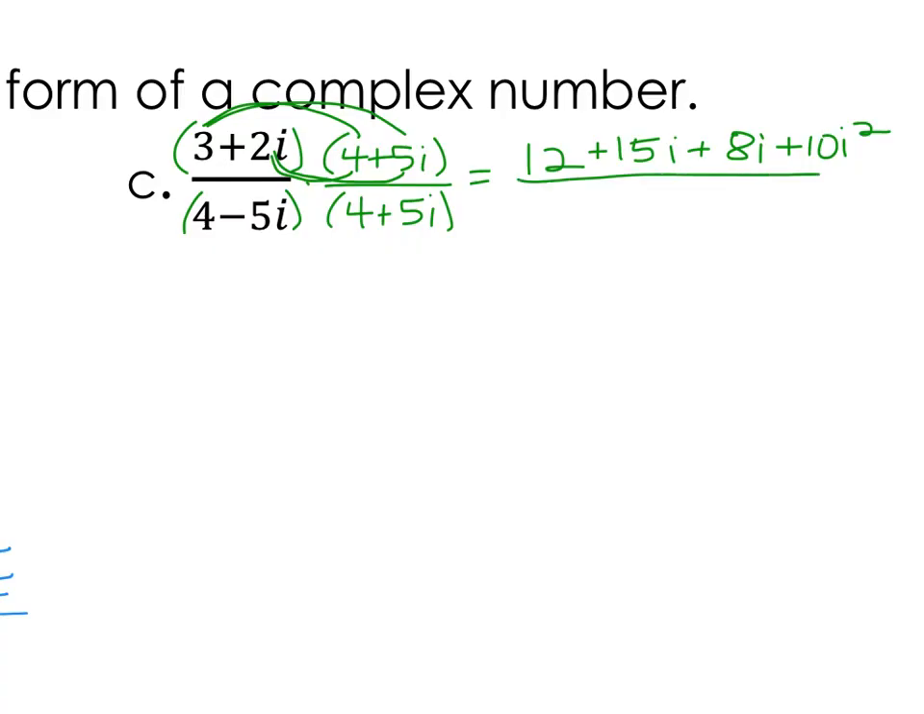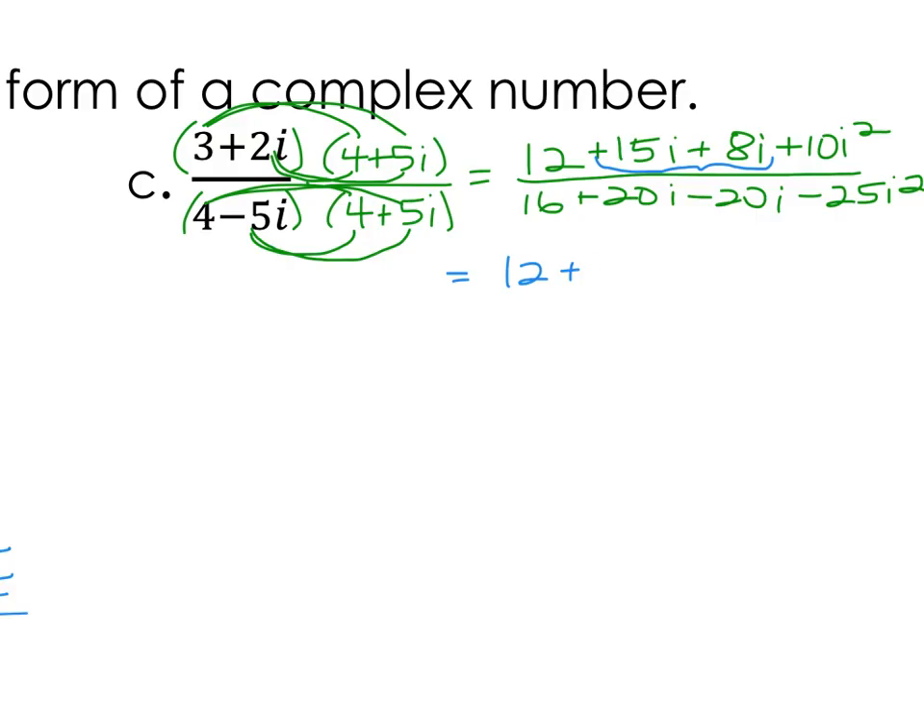In the denominator, FOIL again, so 4 times 4 is 16, 4 times 5i is plus 20i, negative 5i times 4 is minus 20i, and negative 5i times positive 5i would be negative 25i squared. Now, just looking at the numerator, let's see what we can do. I see the 12, and then I see 15i plus 8i, and that would give us 12 plus 23i. And then notice, everybody, we've got our i squared hanging out over here. So plus 10 times negative 1.